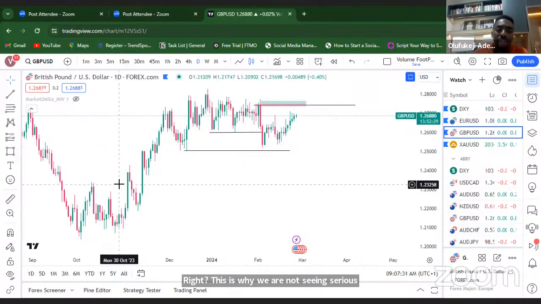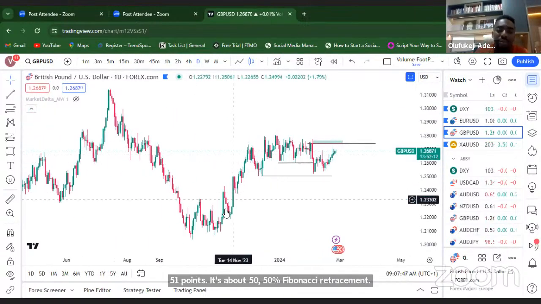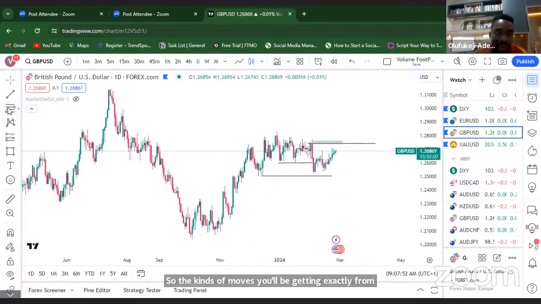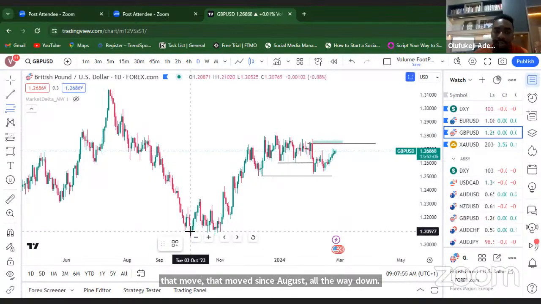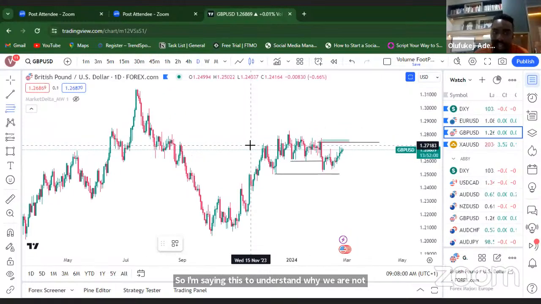Now, of course, if you zoom out a bit and you fib this retracement all the way from October till December, it's 51 points, about a 50% Fibonacci retracement. So the kinds of moves you'll be getting are from that move since August all the way down. I'm saying this so we'll understand why we're not really seeing clear, strong impulses, all right?